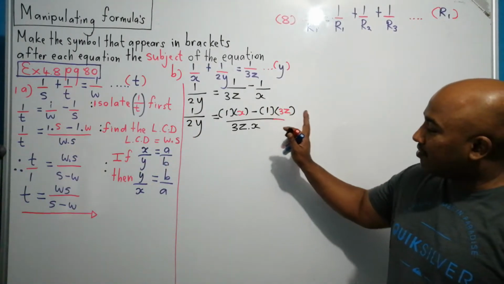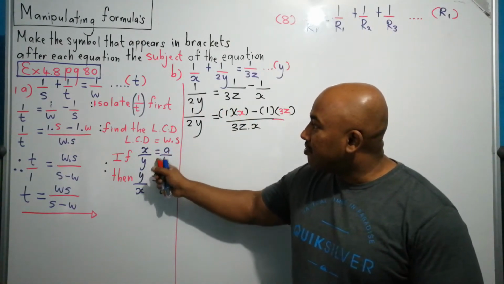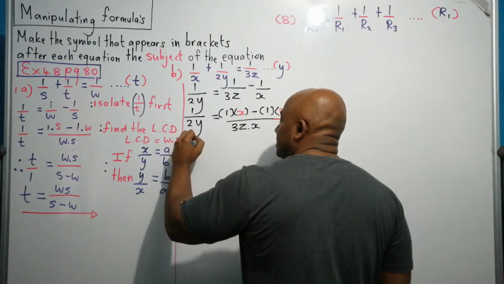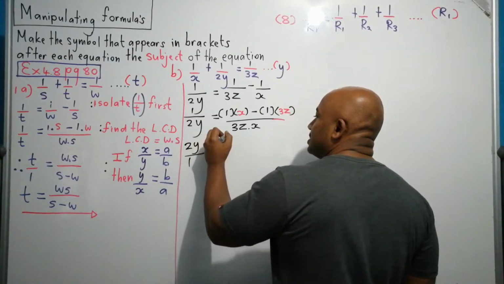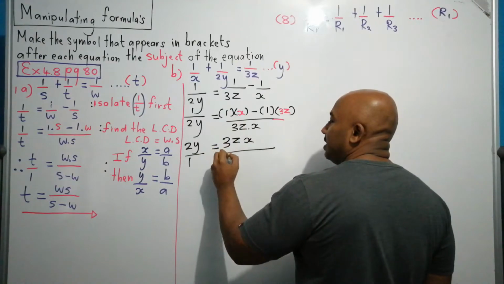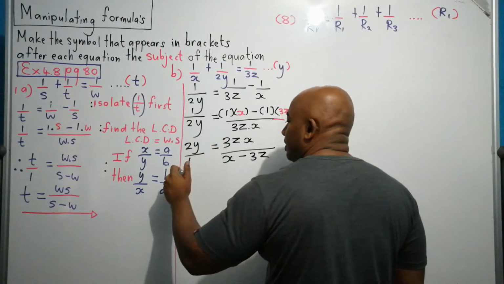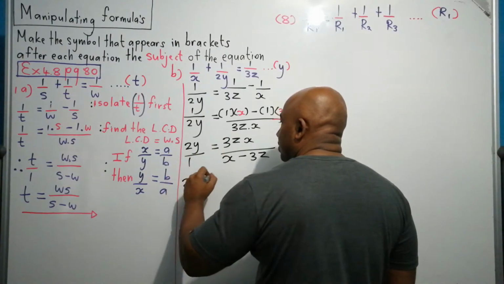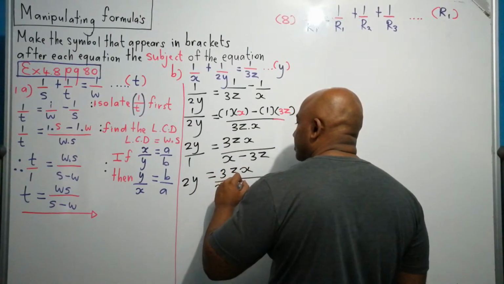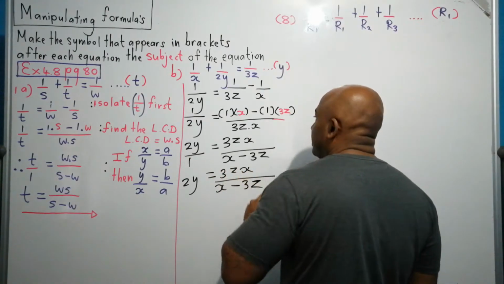So now I have a single fraction on the right, a over b, and a single fraction on the left, x over y, which is 1 over 2y. All I will do is swap numerator and denominator. 2y over 1 will equal 3zx divided by x minus 3z, and 2y divided by 1 is equal to 2y, which is equal to 3zx divided by x minus 3z.